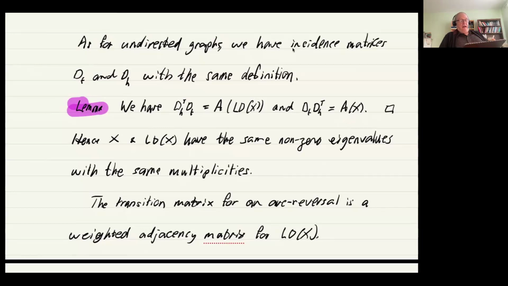Okay, and so X and the line digraph have the same non-zero eigenvalues, with the same multiplicities. Now, one reason this is interesting is that the transition matrix for an arc reversal walk is a weighted adjacency matrix for the line digraph. So there's a standard structure under there. The weightings are coming because you're using the Grover coins, and these have diagonal entries that aren't equal to 1. So that's where the weights are coming from.